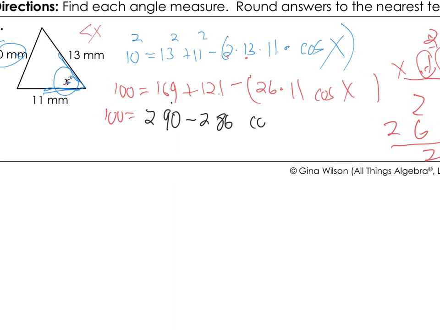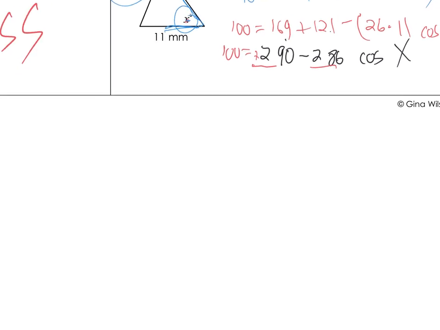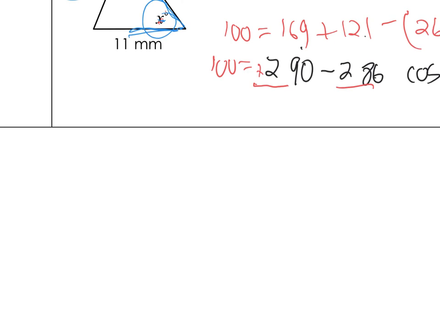286 cosine of X. Now, how do I solve that for X? Well, I got to get rid of this number, and I got to get rid of this number. The first number I get rid of is the 290, because it's being added to the right-hand side, so I want to get rid of it. It's okay if you did your calculator and you said 100 minus 290 is a negative 190. Equals a negative 286 cosine of x.